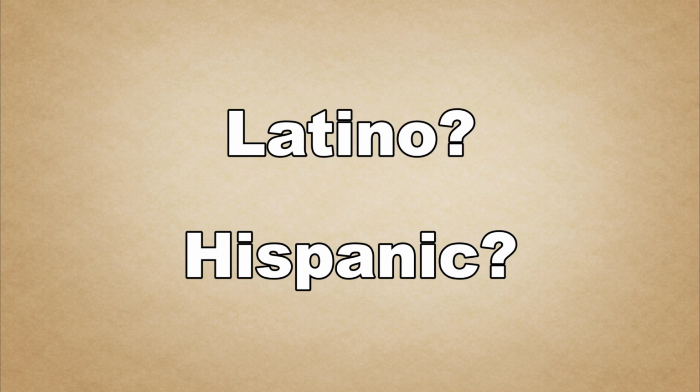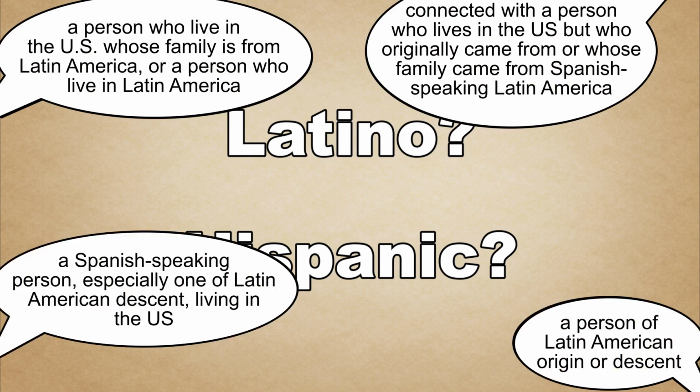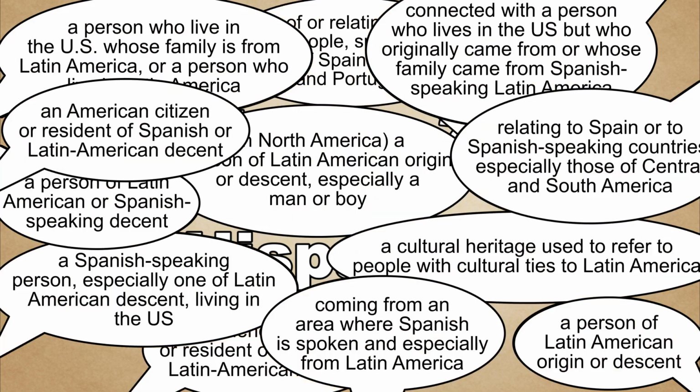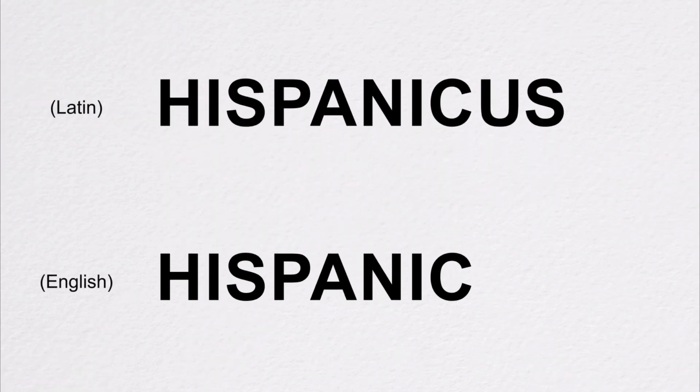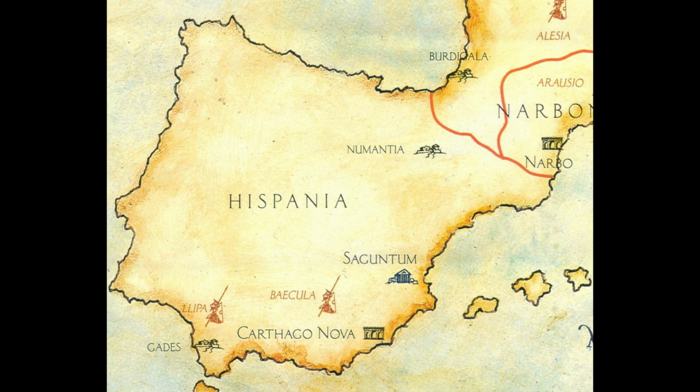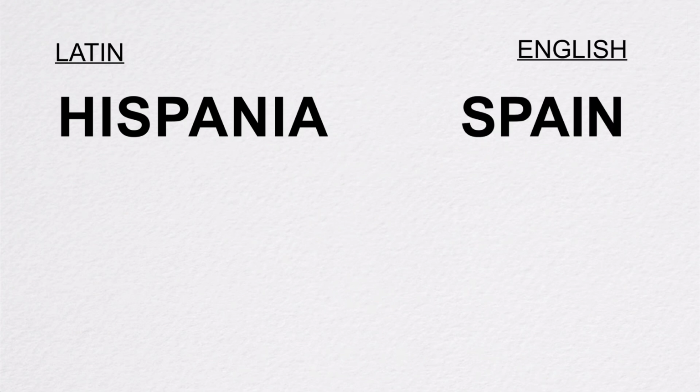Unfortunately, like so many things, neither of these words have an official, universally accepted meaning. But let's start with the word Hispanic. The word's origin comes from the Latin word Hispanicus, meaning from Hispania, which was a former province of the Roman Empire. If you translate the word Hispania from Latin into English, you get the word Spain. This is because this is where the name of the country came from.